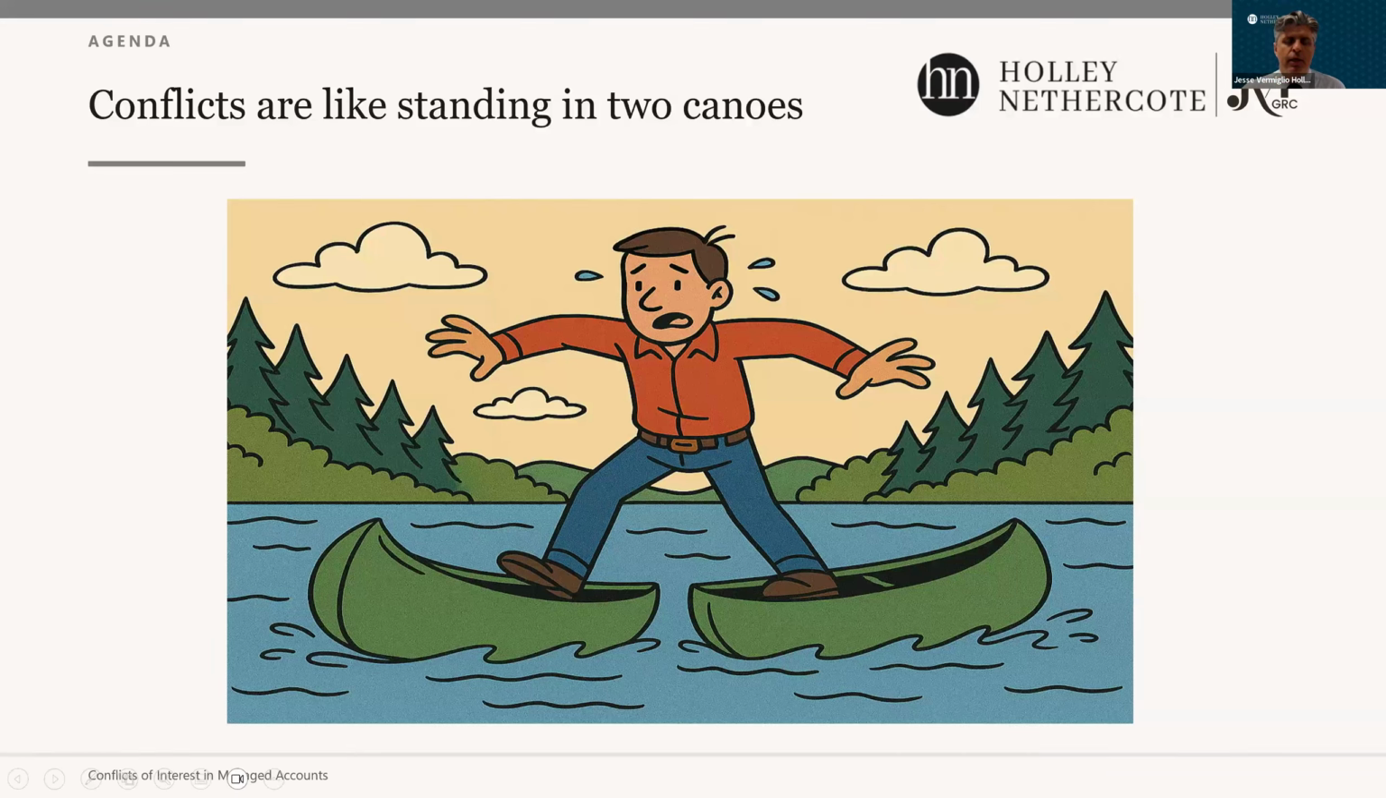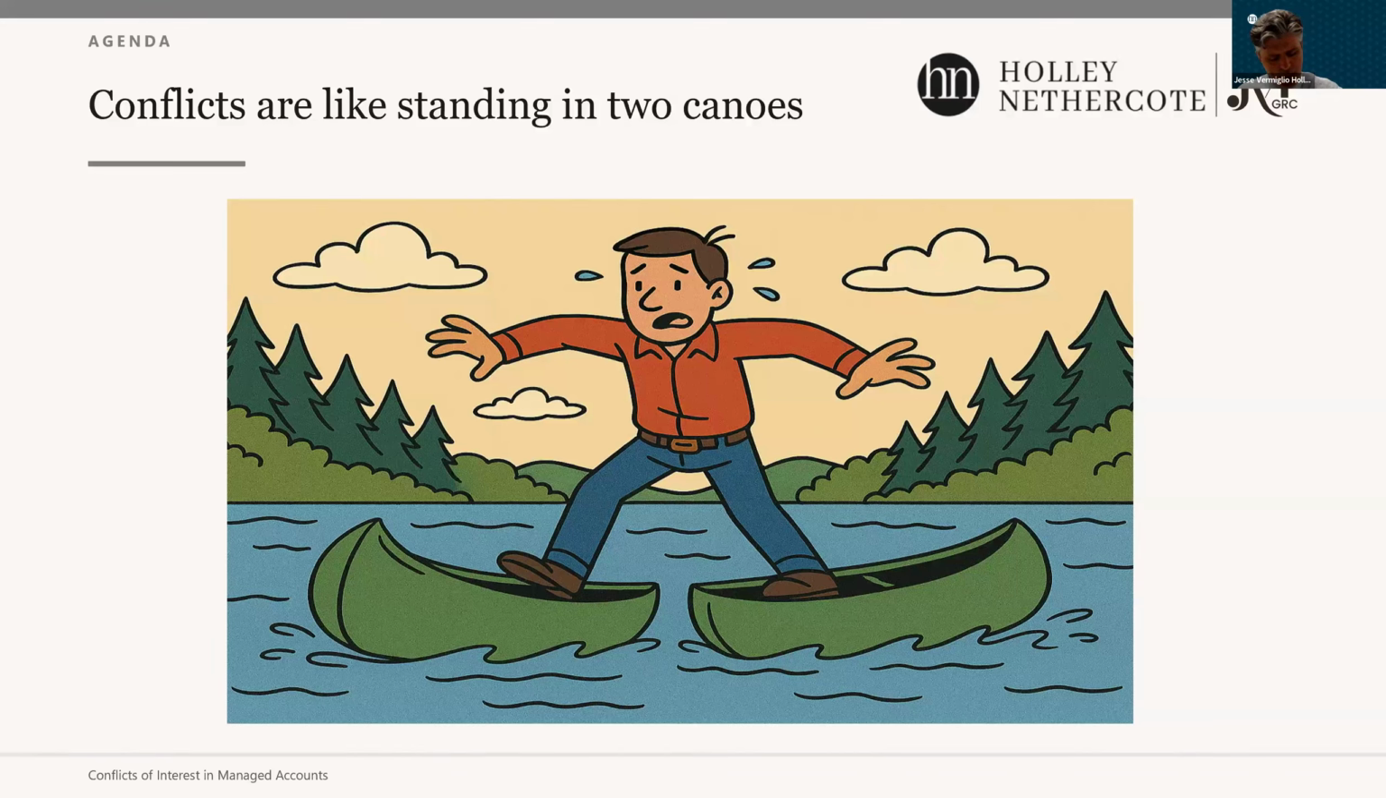It's somewhat of a picture of a gentleman in a canoe trying to balance while he is trying to stand in two canoes. The analogy is not mine. It is from Commissioner Hayne, which he used as part of his report and his review into misconduct in the banking industry some time ago now, 2018. I think it's an analogy that's apt for conflicts of interest.